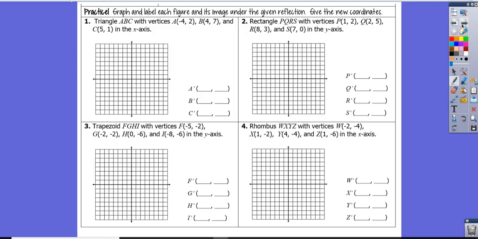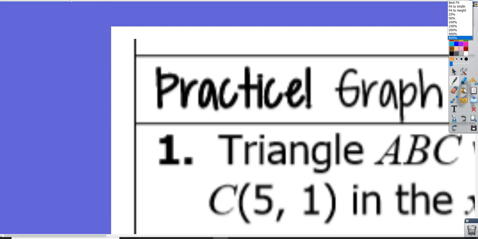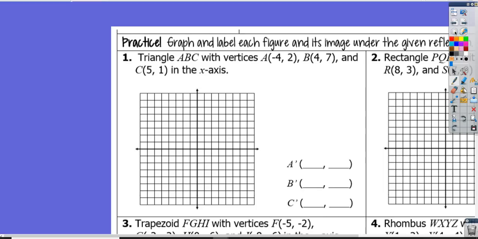Okay, number 1, triangle ABC with vertices A (-4, 2), B (4, 7), and C (5, 1), reflected over the x-axis. So first we're going to graph the points. I'm going to make mine a little bit bigger so we can see it. That did not make it bigger. The struggle is real. That is too big. By the way, in case you're wondering, that's 800%. There we go. That's much better.